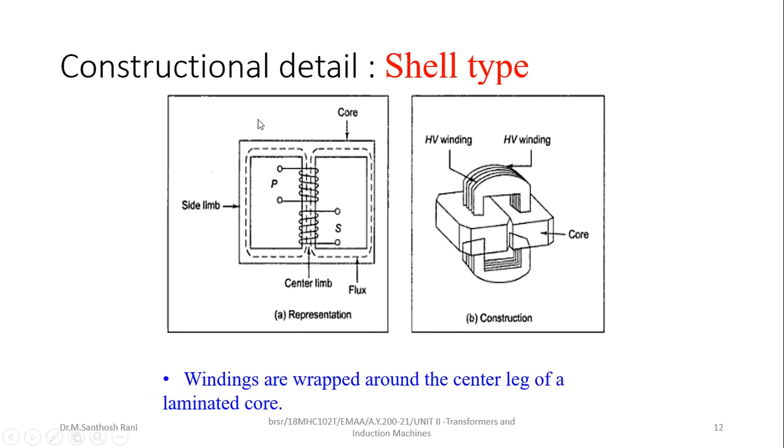Let us see the transformers based on the construction only. There are two types of transformers based on construction. One is called the shell type, the other one is called the core type. The shell type transformer is the one which is very widely used. And here you can see that there is a core and there is a limb in the center in which you have the primary and secondary coils both wound.